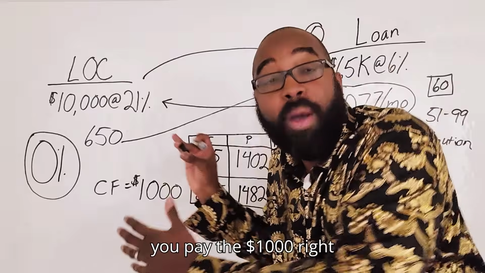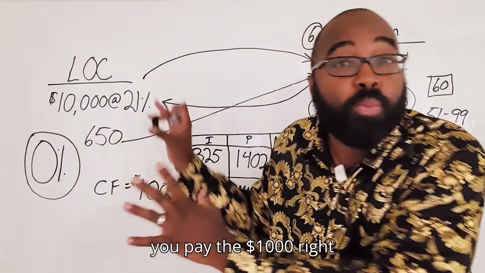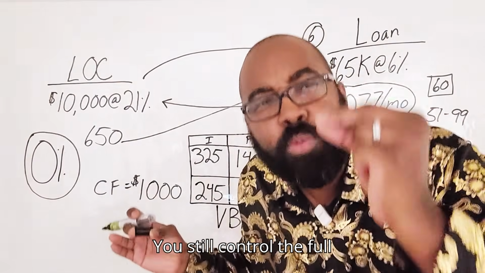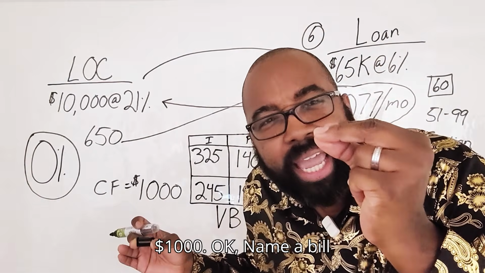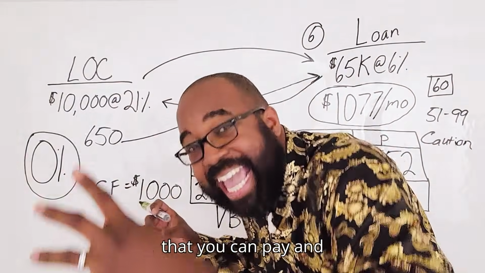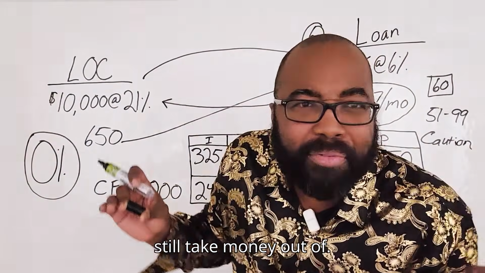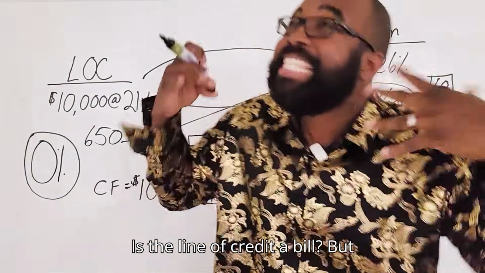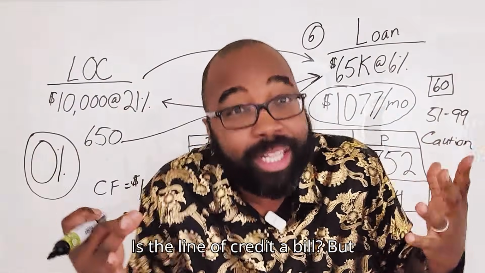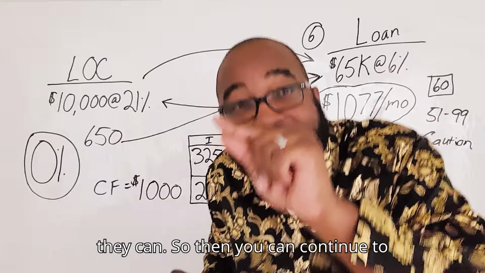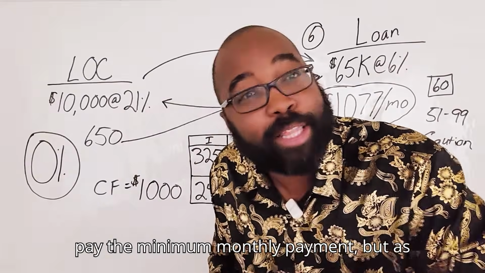Let's say you pay the $1,000 towards that line of credit. You still control the full $1,000, okay? Name a bill that you can pay and still take money out of. So is the line of credit a debt? Is the line of credit a bill? But that's how they want you to think, so that you can continue to pay the minimum monthly payment.